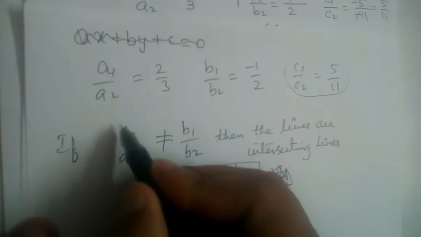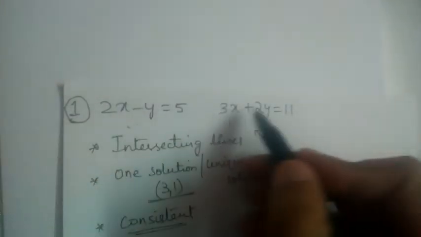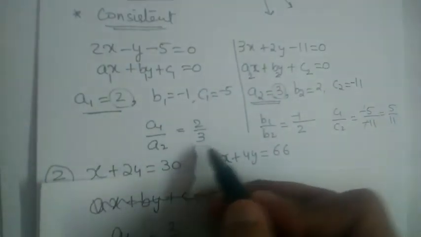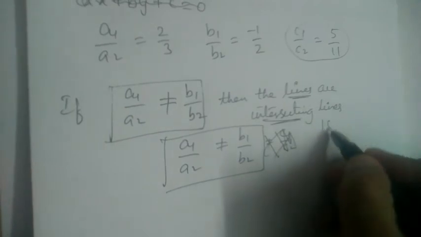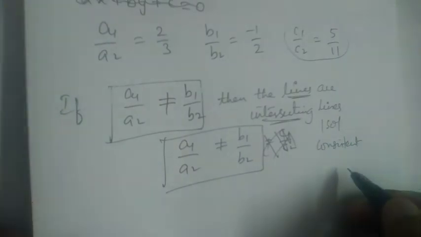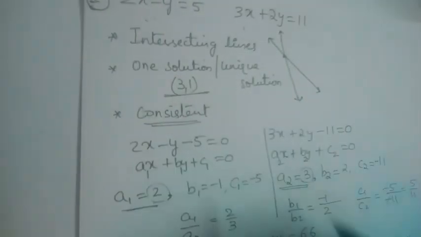Okay, so what did we learn in this? If a1 by a2 is not equal to b1 by b2, then the lines are intersecting lines. Let us go back to our example. See this one, 2x minus y is equal to 5, 3x plus 2y is equal to 11. In this, a1 by a2 is 2 by 3, b1 by b2 is minus 1 by 2, right? So intersecting lines only, right? Intersecting lines, one solution or unique solution, and consistent. Consistent lines. So intersecting lines, one solution, unique solution and consistent, right?